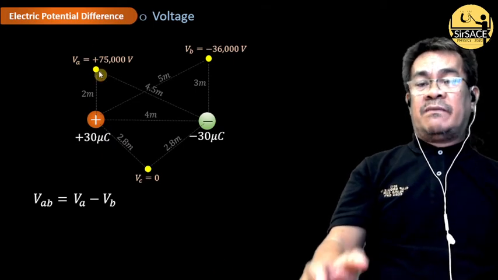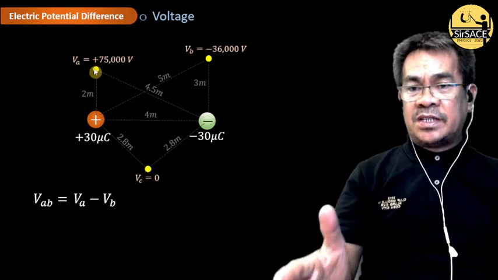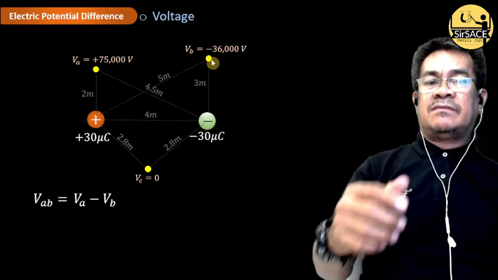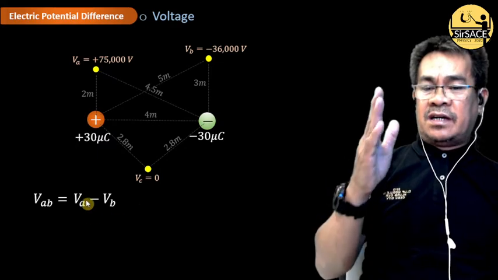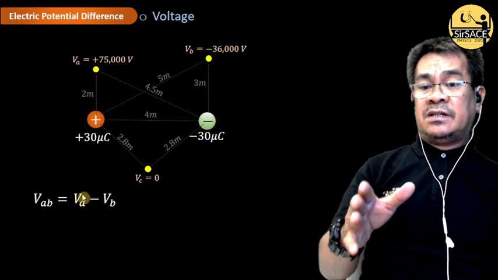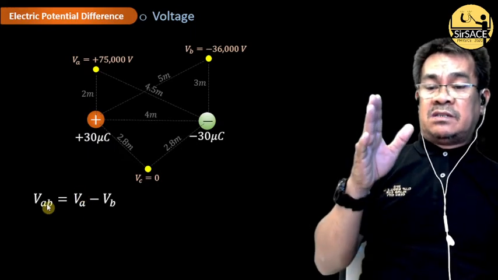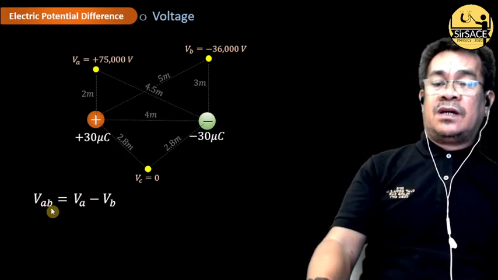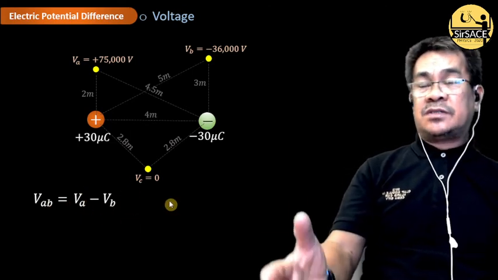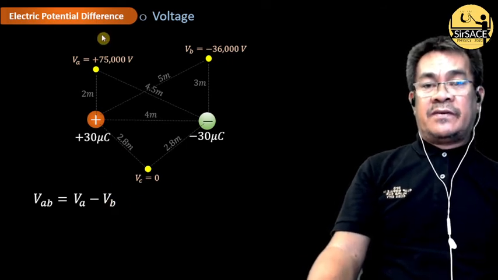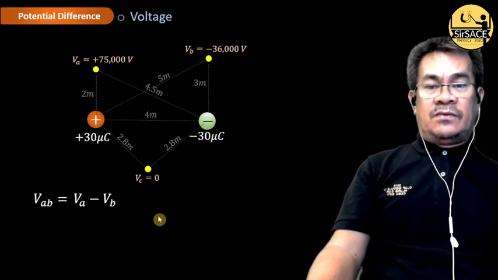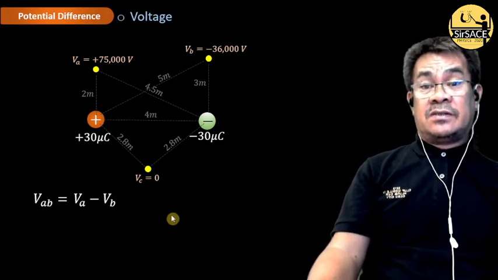Okay? So, if I subtract, because I have here potential voltage 75,000, and this is negative 35,000 volts. If I subtract A and B, we call this the potential difference from A to B. If you reverse, B minus A, it is the potential difference from B to A. Take note, this is not change. It is potential difference. But change is different to a difference in potential. Okay, so that's it. We have this as the potential difference or the voltage.